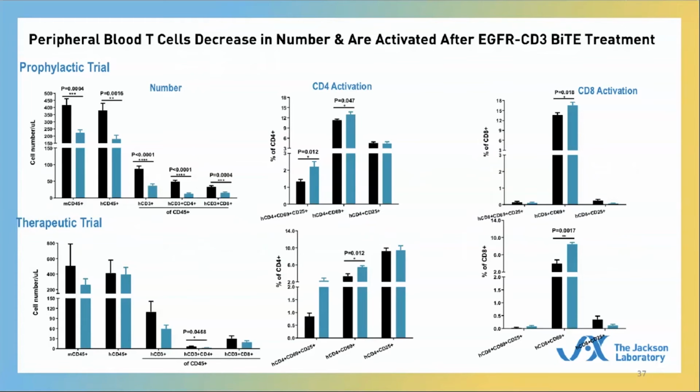And likewise, in this case, one could also then do some flow data to really elucidate underlying mechanisms. So in the prophylactic and the therapeutic trials, we see a decrease in cell numbers. So of course, we see a decrease in human CD45. We see a decrease in CD3 in the human, and also in CD4s and CD8s. And accordingly, we see an activation in the CD4 T cells and CD8 T cells. And the activation of the T cells and also the reduction in cell numbers was comparable for the prophylactic trials, so the top panels, and the therapeutic trials in the bottom panel.